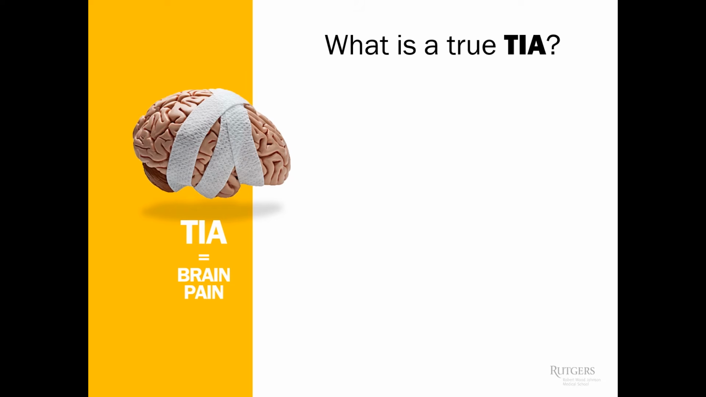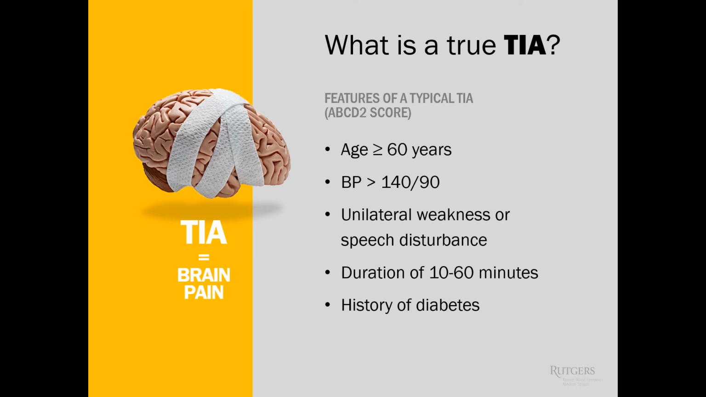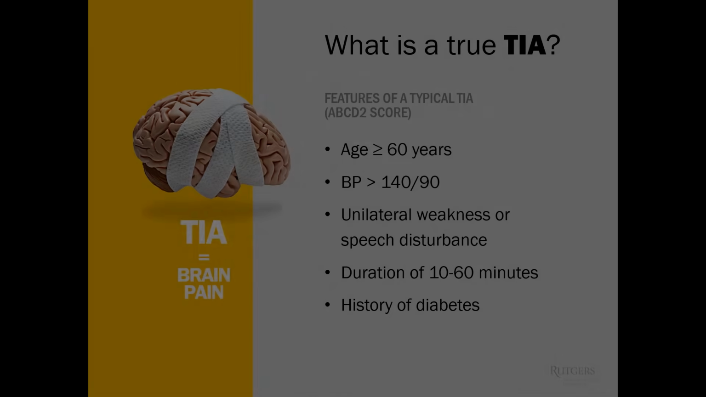So in the modern era, a good definition of TIA can be found in something called the ABCD squared score. So a transient event is more likely to have been cerebrovascular if the patient is older, has risk factors such as hypertension and diabetes, if the symptom lasted 10 to 60 minutes, and preferably included unilateral weakness or speech disturbance.